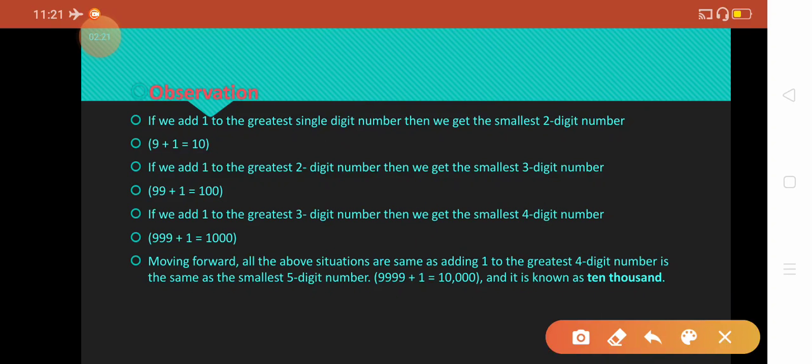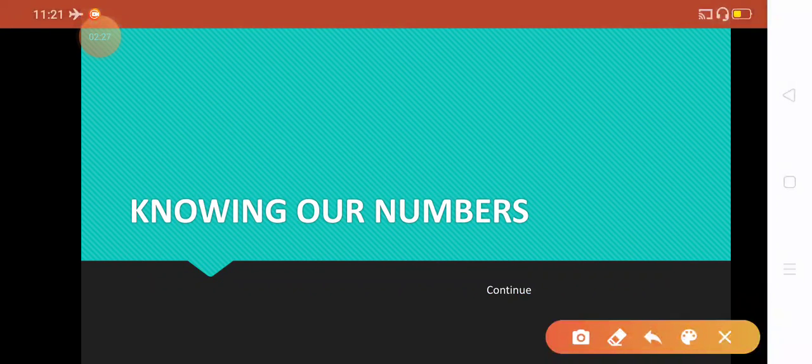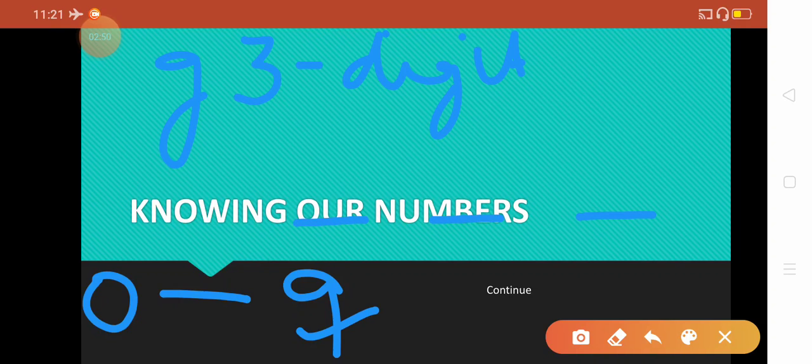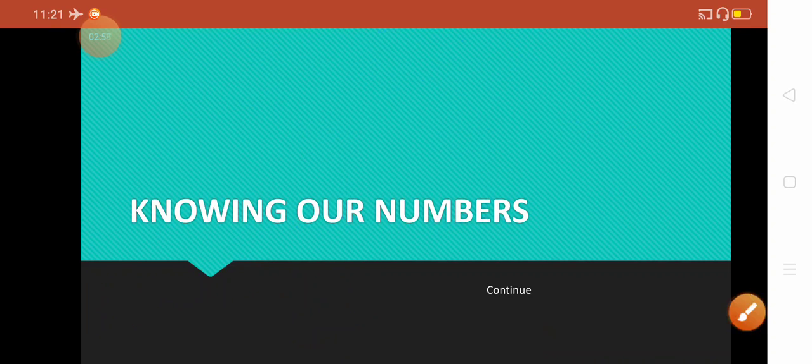For example, you are being asked to frame the greatest three digit number. What you have to do, first of all, is make three place values, because we have to calculate a three digit number. Out of 0 to 9, which one is greatest? 9 is greatest. So we will put 9 at each place. So 999 is the greatest three digit number.